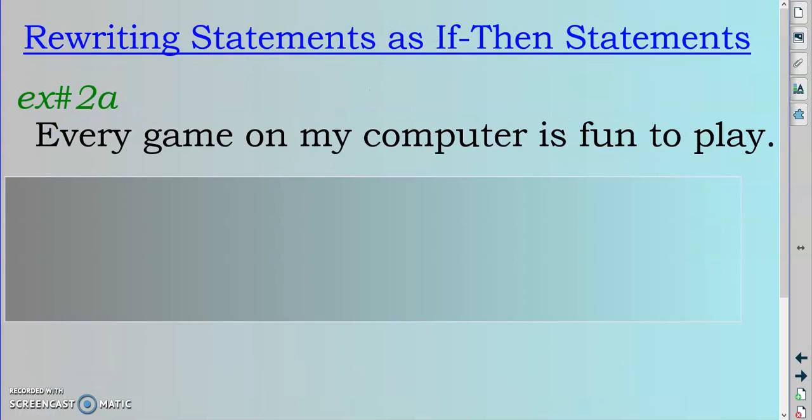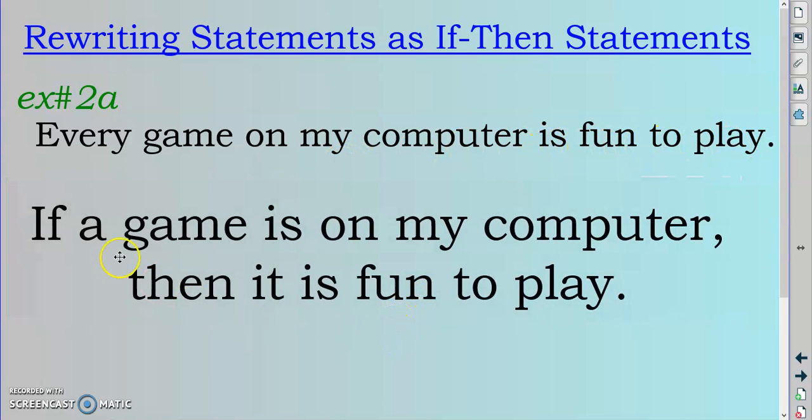So every game on my computer is fun to play. Now, there's no if in this sentence. So if there's no if, we're going to keep it in the same order that the sentence reads. So every game on my computer is fun to play. So if there's a game on my computer, then it is fun to play. So if a game is on my computer, then it is fun to play.